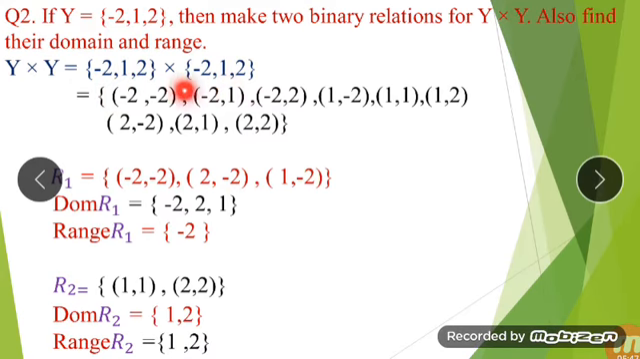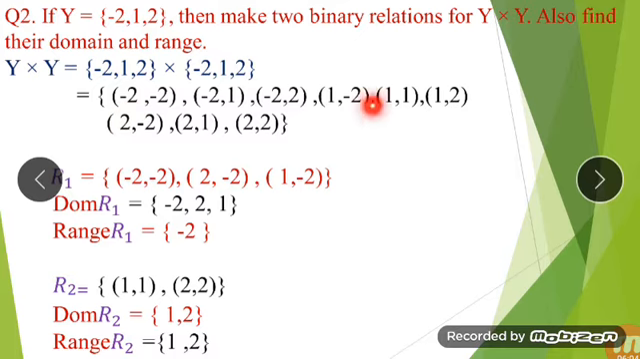So minus 2 with minus 2, minus 2 with 1, minus 2 with 2, then 1 with minus 2, 1 with 1 and 1 with 2, then 2 with minus 2, 2 with 1 and 2 with 2. This is the Cartesian product. Now we are going to make the binary relation R1, the first binary relation.